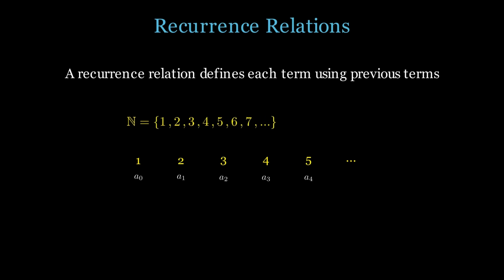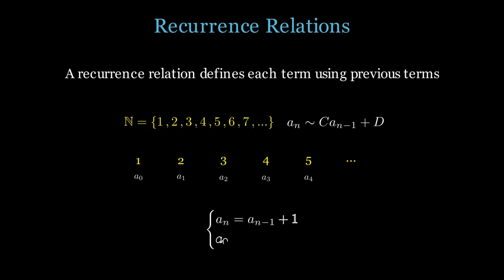The recurrence appears when we express our general term an as a function of its preceding terms. Here, we can define a recurrence relation as follows: an equals an minus 1 plus 1. This simply means that each element in the set is just the previous element plus 1. Therefore, the whole set can be described as the sequence of all an, such that a0 equals 1 and an equals an minus 1 plus 1.